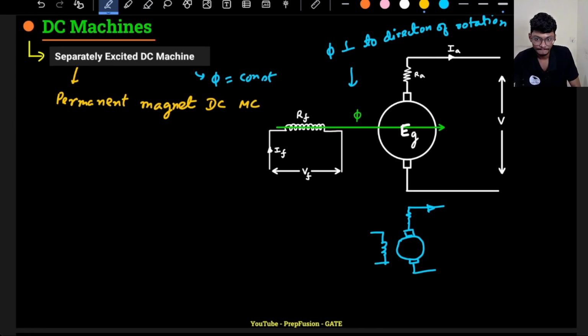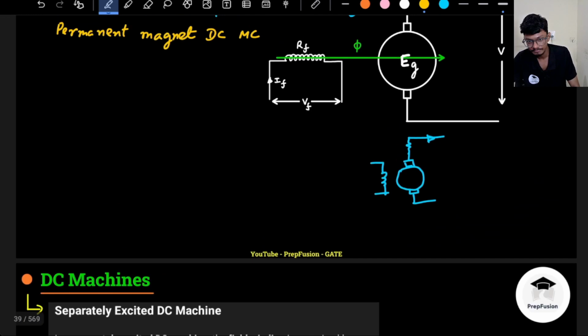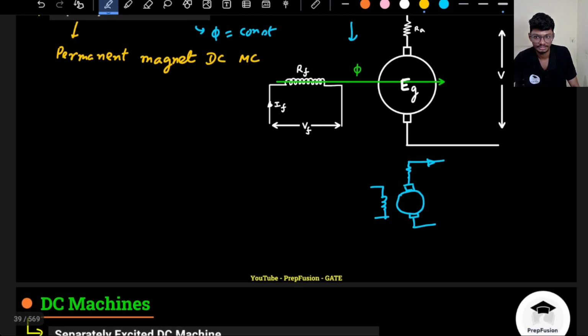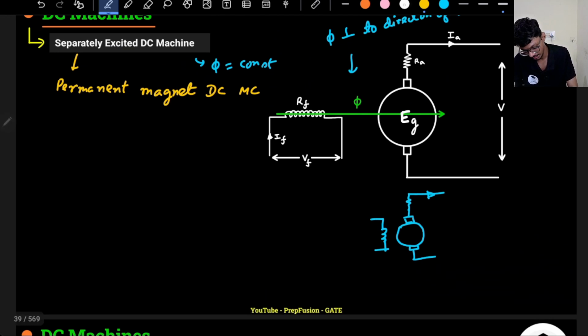That is the case over here. I hope you have understood this point. Now a few things again: if it's a generator or a motor, what will happen? If it's a generator, what will be the terminal voltage? V will be equal to Eg, the generated voltage, plus Ia into Ra.